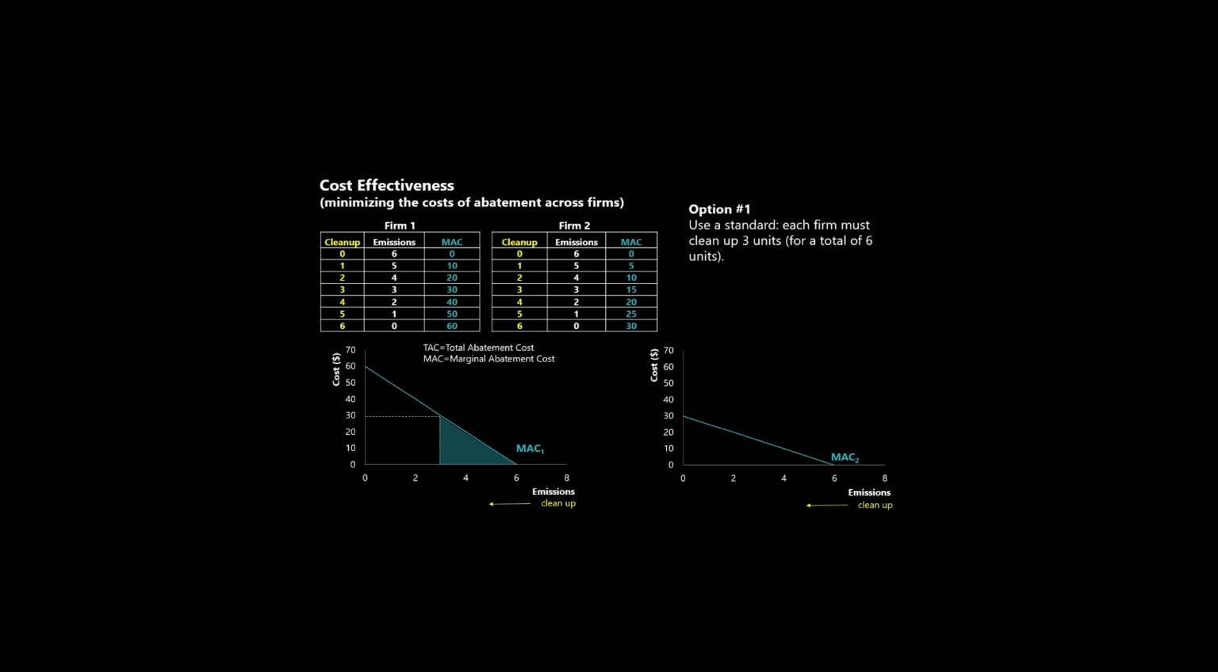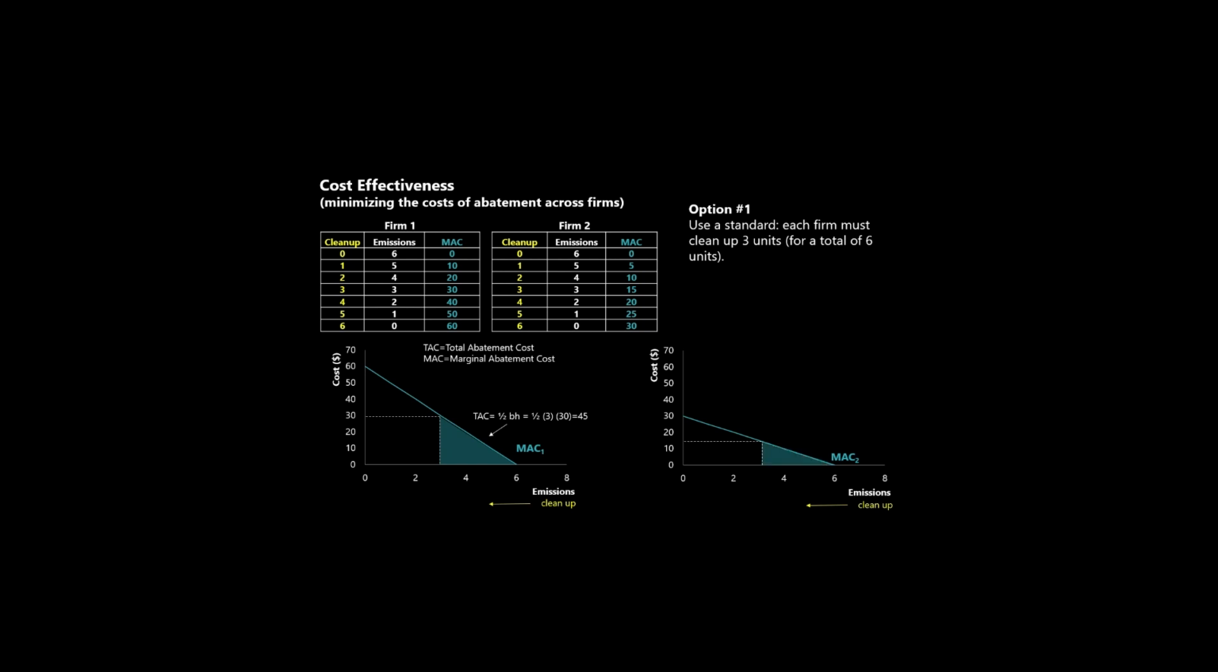You may remember from previous videos that the total cost of cleanup is the area underneath the marginal abatement cost curve. So it's the additional cost of cleaning up each micro unit of pollution. We add up all those marginal abatement costs, and we get the total abatement cost, or the area underneath that curve. It's a triangle, and the area of that triangle is 1/2 the base, which is 3, times the height, which is 30. We get a total of 45.